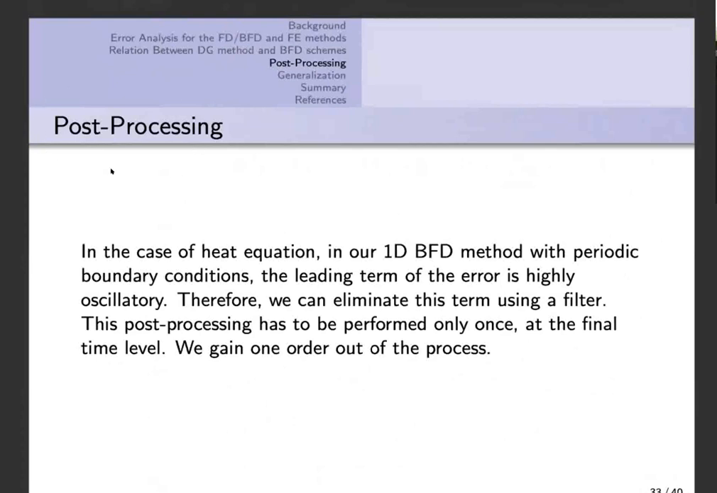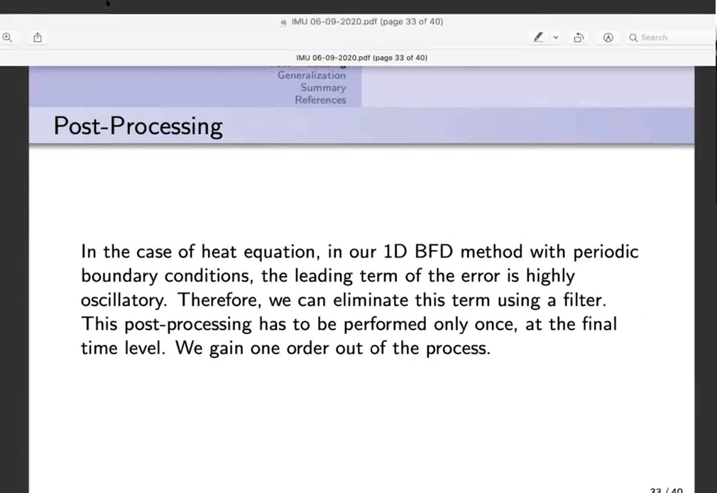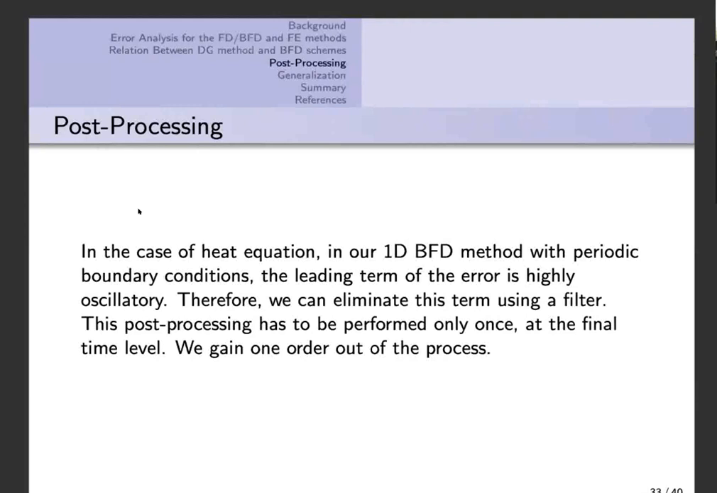The post-processing that was performed, as I mentioned earlier, is basically a one-time process, and we exploit the fact that with periodic boundary conditions, the leading term of the error is highly oscillatory. So we sort of cut off the high modes, and we gain one order out of the process. For non-periodic boundary conditions, another filter was applied, also successfully. We also gained one order out of the process, but it was not done the same way.